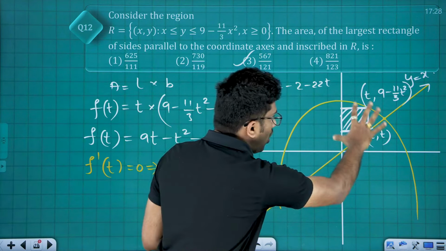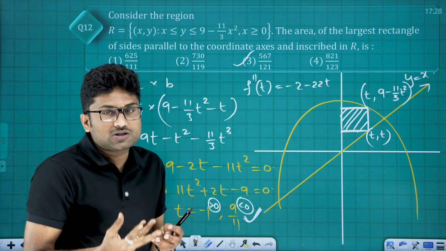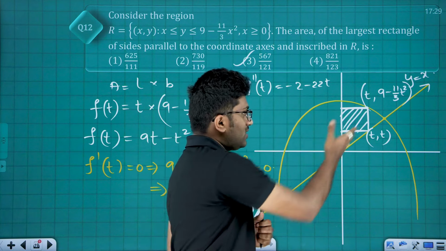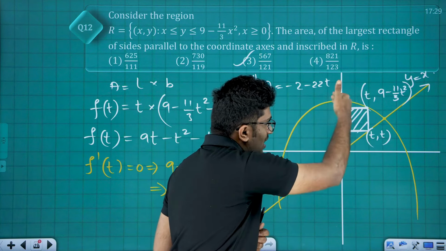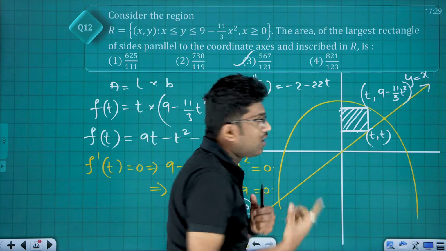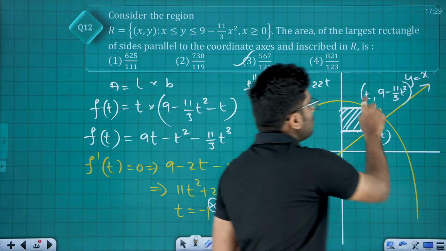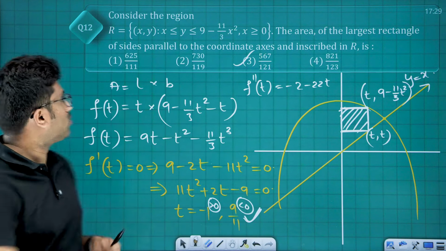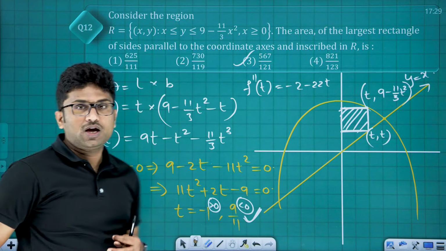We have just drawn, and even drawing is necessary only for visualizing it. That's it. So if x is t, y will also be t, as the sides are parallel to the coordinate axes. So if this is t, this will also be t, then the corresponding y value you will get if you put x equals t in the graph function. I hope you have understood.